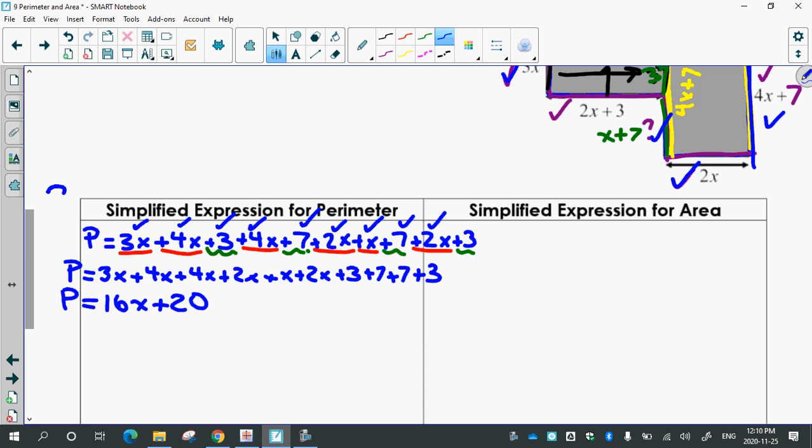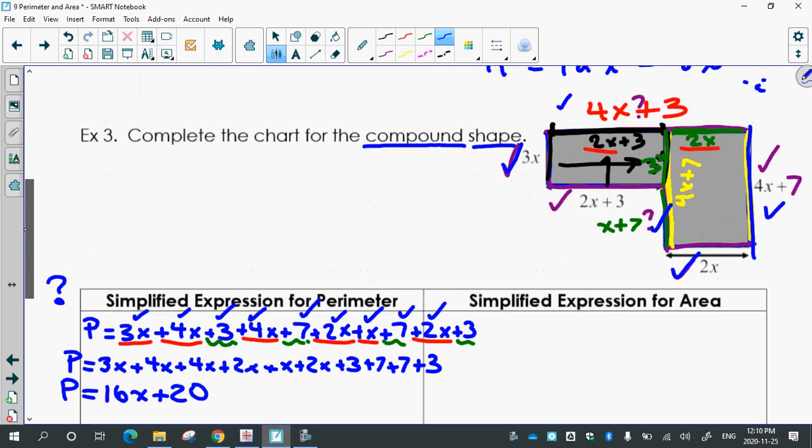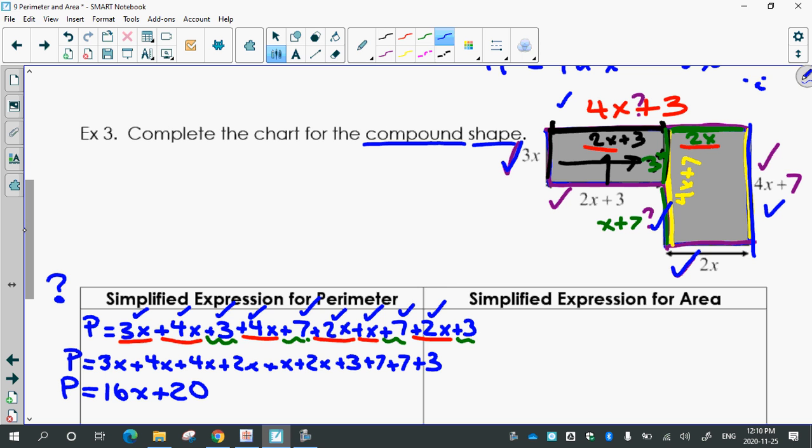If you're confused with that one, put a little question mark on your sheet, and when you have your time with your tutor, you can go over it again. Okay? 16x plus 20. And there's some in the practice that we'll take up later too.